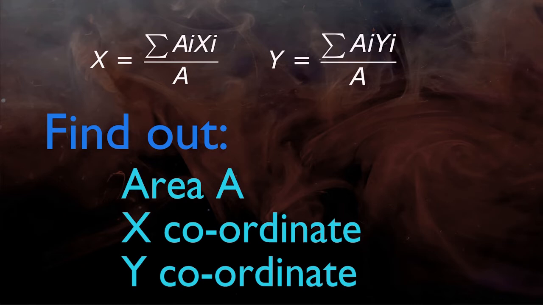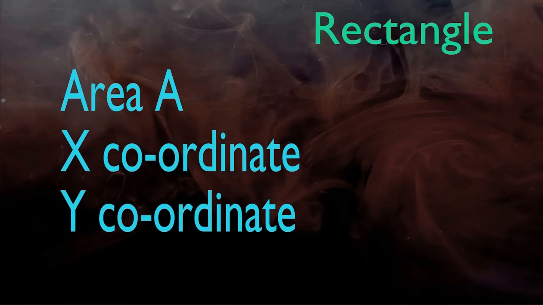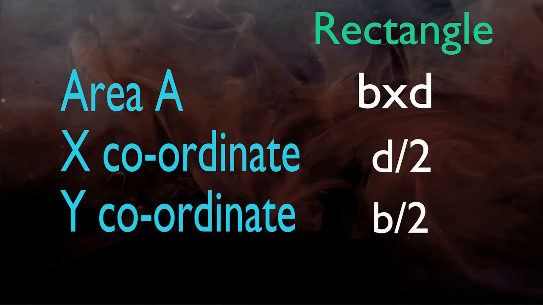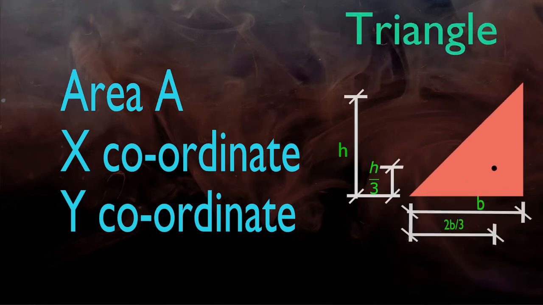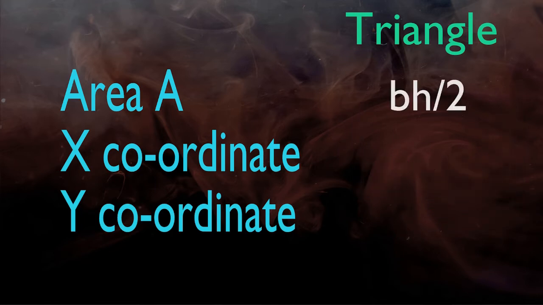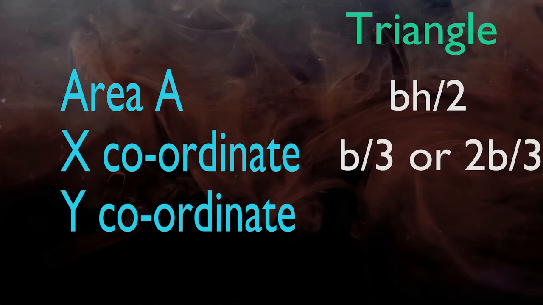In our case, there are 3 divisions, 1 rectangle and 2 triangles. So in general, the area of a rectangle is width multiplied by depth, and the centroid coordinates are b by 2 and d by 2, depending on the position of the rectangle. And the area of a triangle is half of width multiplied by depth, the x coordinate is b by 3 or 2b by 3, and the y coordinate is h by 3. Also, here all dimensions are in meter, so the unit of area will be meter square and the unit of x and y coordinates will be meter.